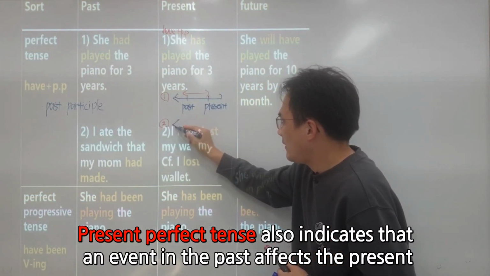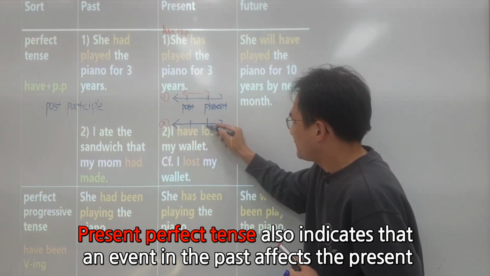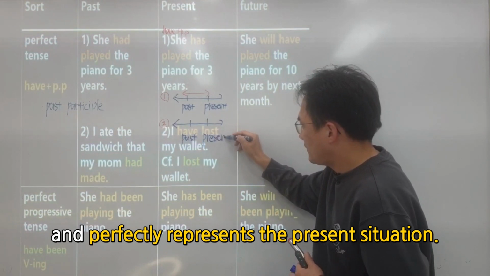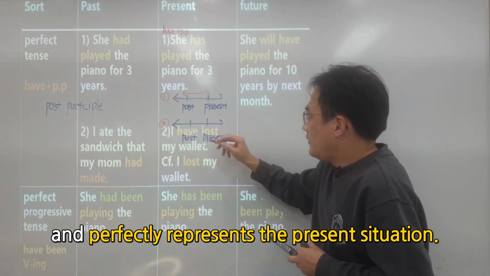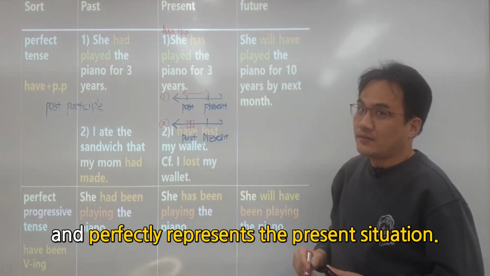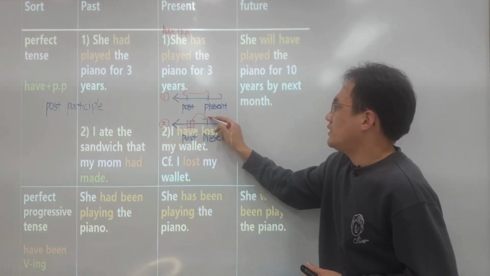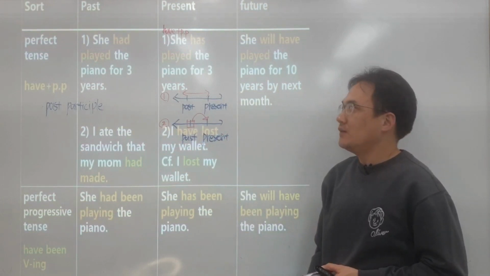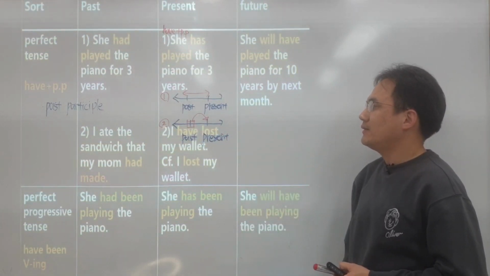So, it means that, as I mentioned before, past, present. An event in the past still affects the current situation, thus representing the present situation perfectly. So that is the present perfect tense.